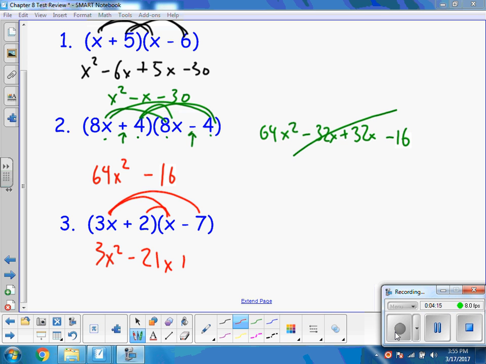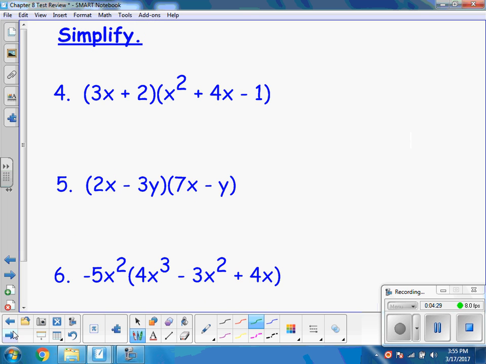21x plus 2x. My last term is minus 14. Combine those together and I end up with 3x squared minus 19x minus 14. Hope that matches what you have.